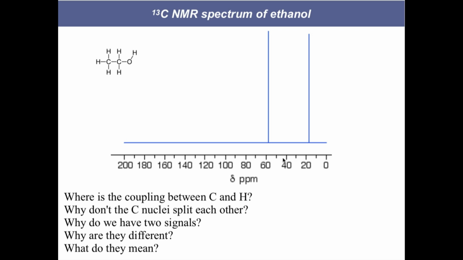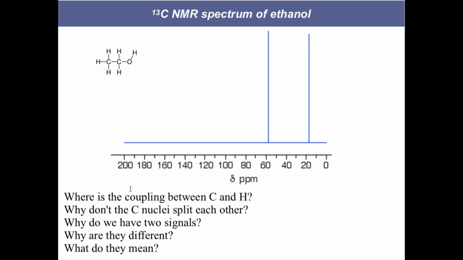Notice our range of ppm is also extremely different. In proton NMR, we went from about 0 relative to TMS to 10, maybe up to 12 for carboxylic acids. But for carbon-13, the spectra can go all the way from 0 to 200 and beyond.